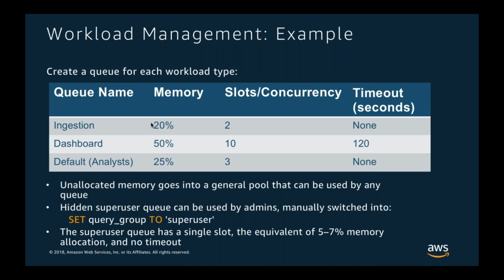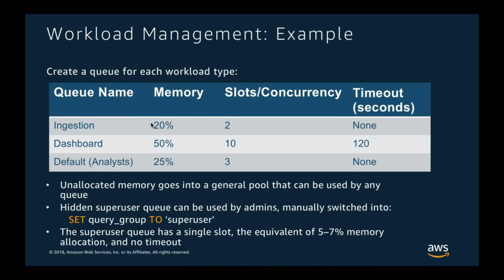Now, in addition, you can create additional queues like ingestion queues and dashboard queues. And you could say for the dashboard queue, which is where all your users are using a dashboard to submit queries, I want to give 50% of the memory. That's where my preference is, give more memory there, right? For my ingestion, give 20% of the memory. For my default, which is where everything else goes, give 25% of the memory, right? Now, this way, you are able to give different resources to different queues.